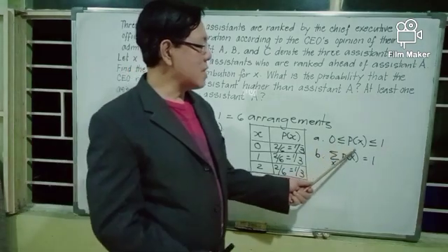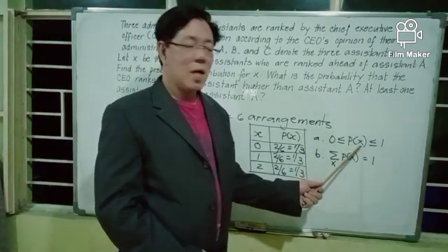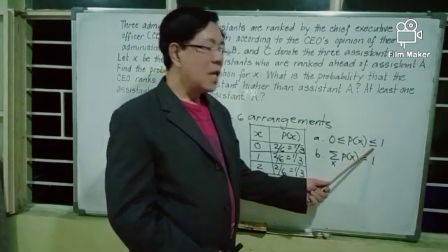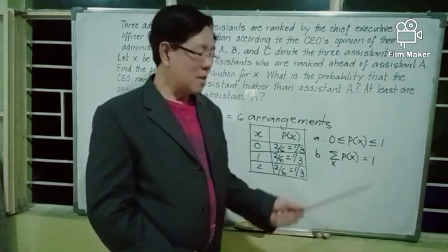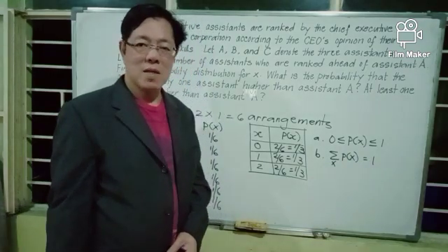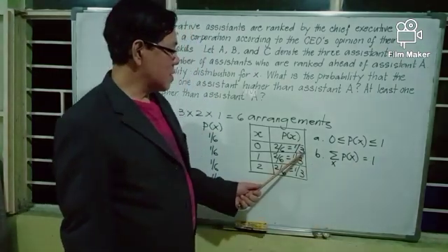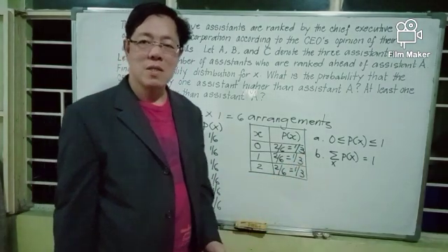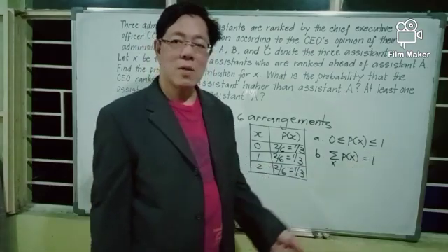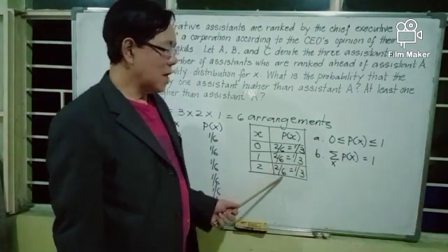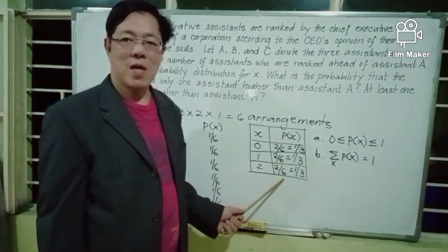First, the probability of the discrete random variable x is greater than or equal to 0, less than or equal to 1. That is, the probability of x cannot be more than 1 and it cannot be negative. And since all these probabilities, 1/3, 1/3, 1/3, are all greater than 0 but less than 1, this first condition is satisfied by this probability distribution for x.